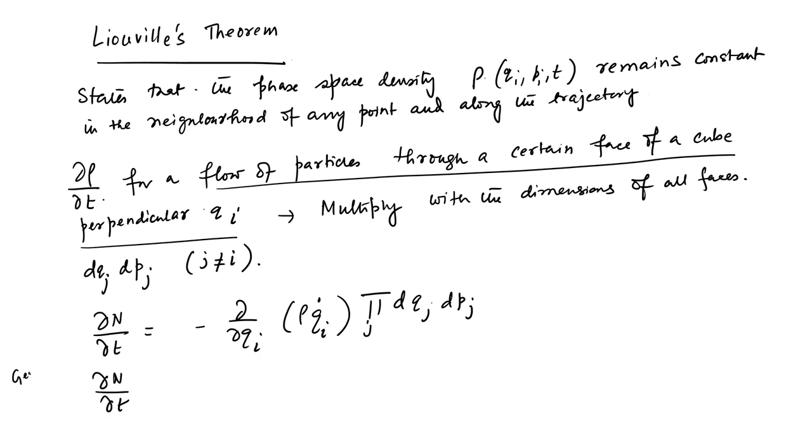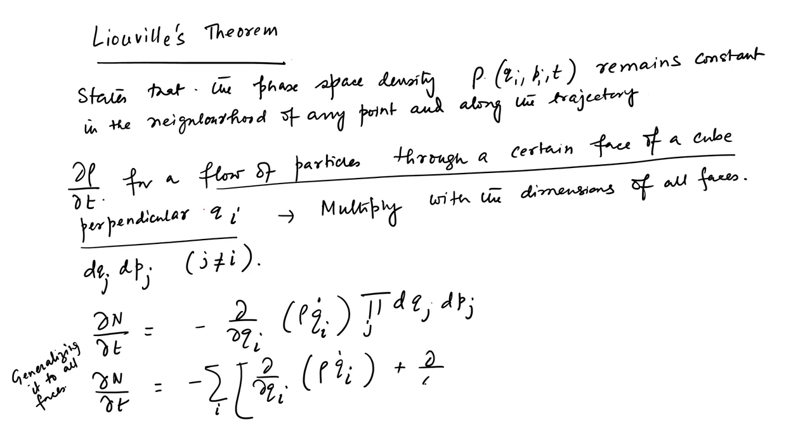So, if you generalize it to all the faces of the cube, then your total ∂n/∂t, generalizing it to all faces, is equal to minus the sum over i of ∂/∂q_i (ρ q_i dot) plus ∂/∂p_i, so over the momenta coordinates as well, (ρ p_i dot), this multiplied by the product over j of dq_j and dp_j. All right.